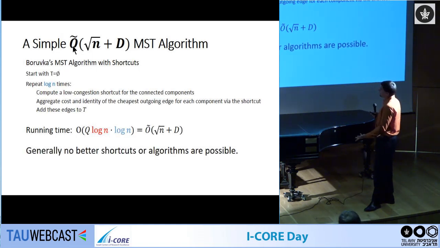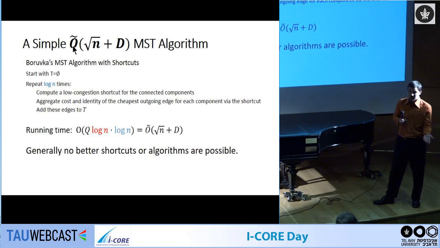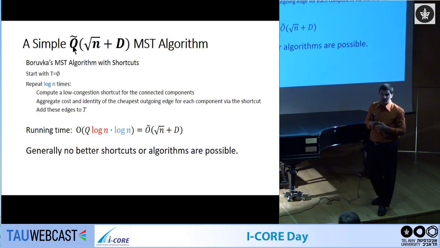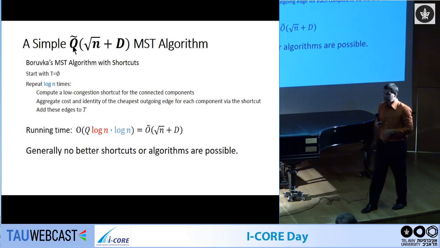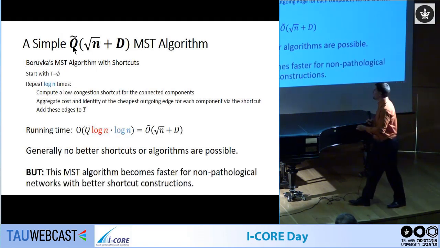Well, generally, this also means that there can't be better shortcuts than the trivial ones that we gave, because if for any graphs there are better shortcuts, we would get a better MST algorithm here, and we would beat the lower bound, and that would be a problem. So in general graphs, this is the best we can do. This is a very simple and cute algorithm.